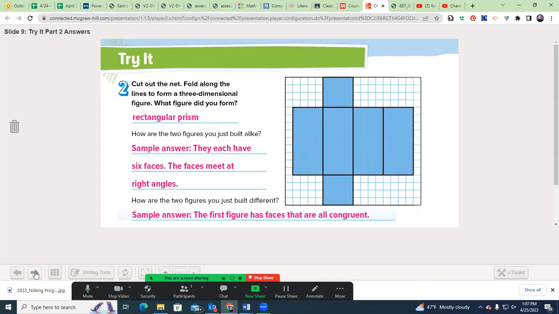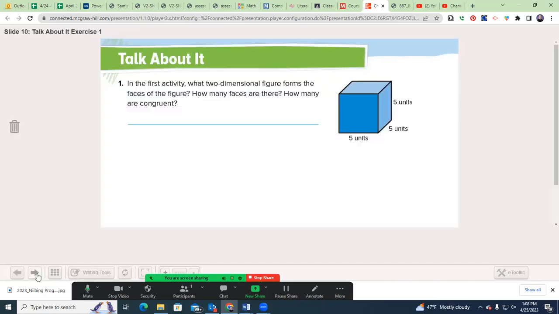Welcome back. They each have six faces that meet at right angles. And the first figure has faces that are all congruent. These four are congruent, and these two are congruent, but not all six are congruent. All right, let's talk about it. And as we talk about it, you're welcome to write down what we talk about by pausing the video, but you're not required to.